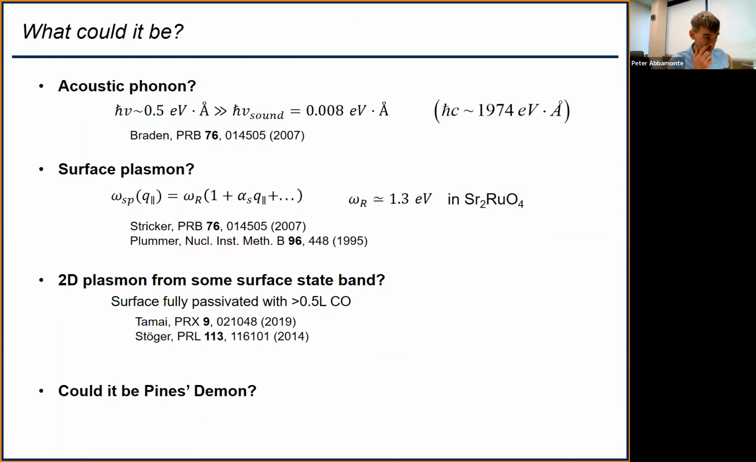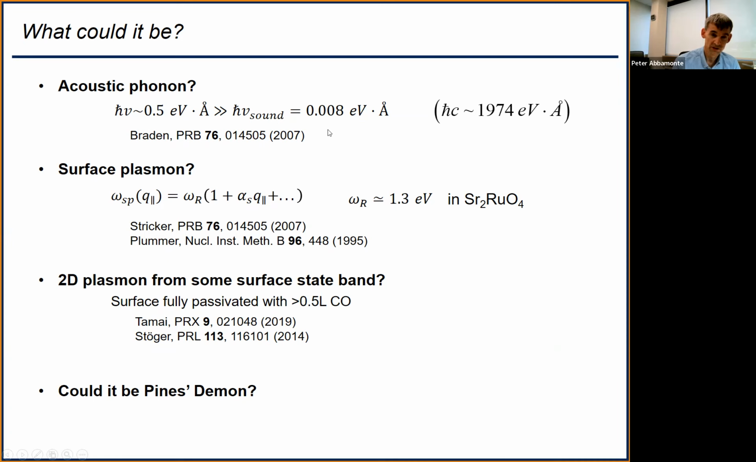Okay. So what could this mode be? There are some mundane things that we should consider first. The first is exactly what you just said, acoustic phonons. Those are gapless modes. But the key thing is this thing is way too fast to be an acoustic phonon. Acoustic phonons propagate at the sound velocity. So this thing, h-bar v, is around half an eV angstrom.